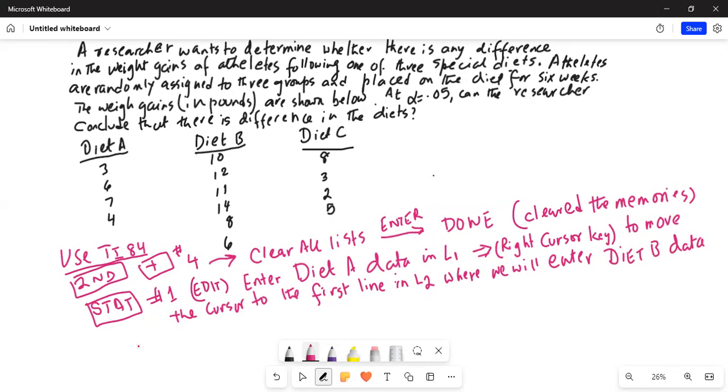Okay. The next step, after entering diet B data in L2, is the right cursor key, then move and enter diet C data in L3. Okay. So we have entered the data in L1, L2, and L3.